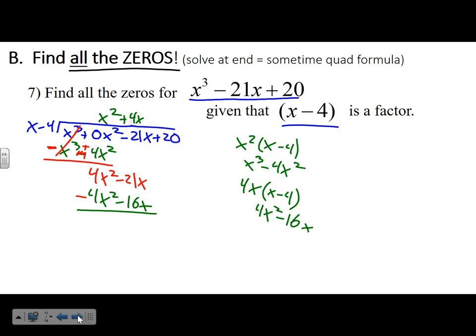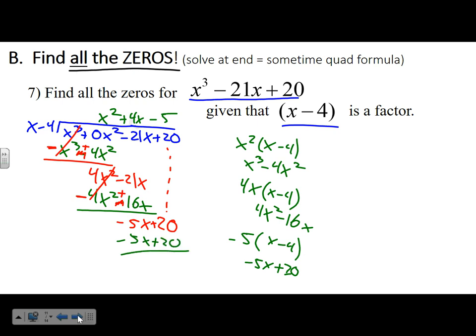Change your signs. This changes to a negative. This changes to a positive. So those cancel. Negative 21 plus 16 ends up being negative 5x. Bring down your 20. Sorry, positive 20. What do I multiply by x to get negative 5x plus 20? Well, you're going to multiply by negative 5. Negative 5 times x minus 4 is negative 5x plus 20. Negative times negative is a positive. So negative 5x plus 20.